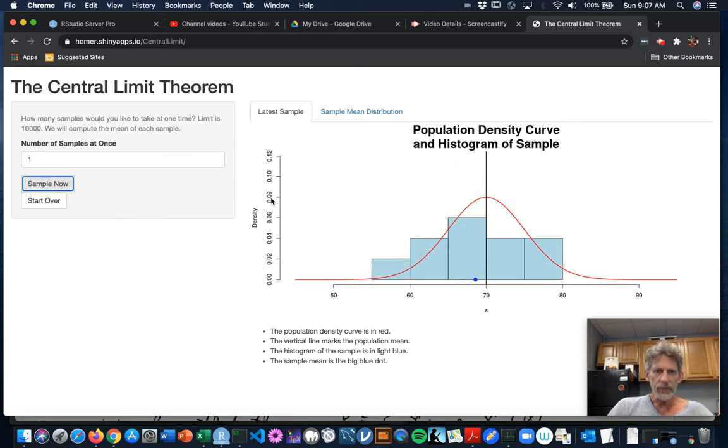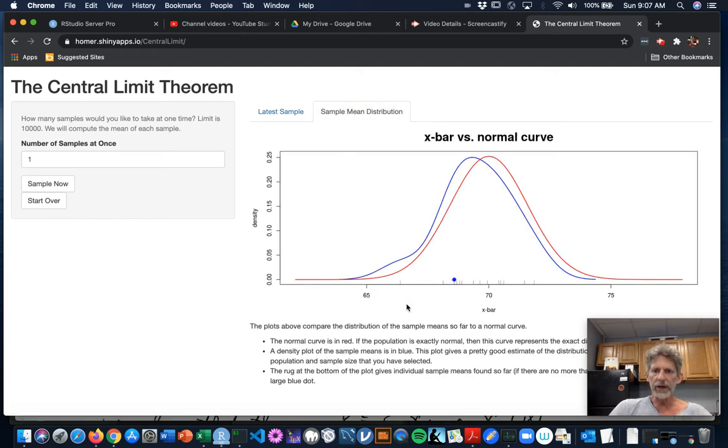As I go along, I can go over to where it says sample mean distribution. What I've got here is this rug of little sticks at the bottom. Those are my sample means from all of the random samples of size 10 that I've taken so far. And the blue that you see right here is a density curve based off of those sample means. And so what it's trying to do is estimate the distribution of X bar. It's trying to estimate the PDF of X bar.